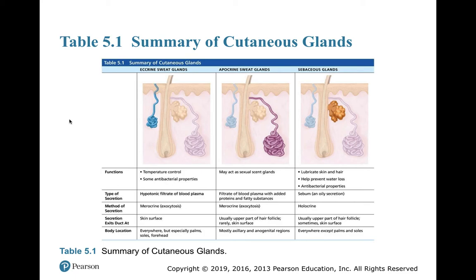The sebaceous glands are closely associated with the hair follicle. They help to lubricate the hair and skin, prevent water loss, and have antibacterial properties. Their secretion is sebum, which is an oily secretion, and they use a holocrine method of secretion. And they are found, again, on the upper part of a hair follicle and at times on skin surface. And they are found everywhere except the palms and the soles.